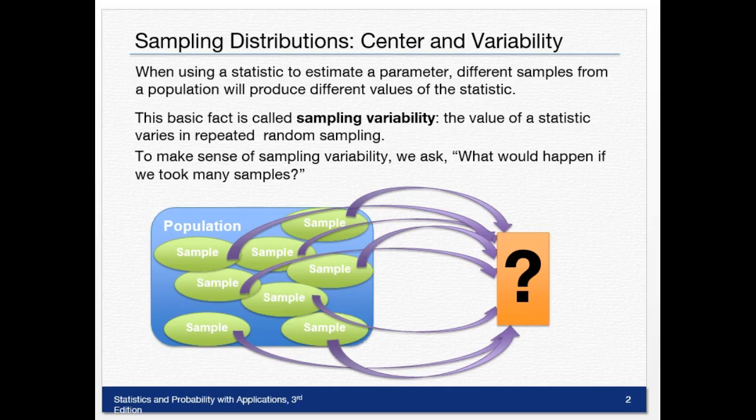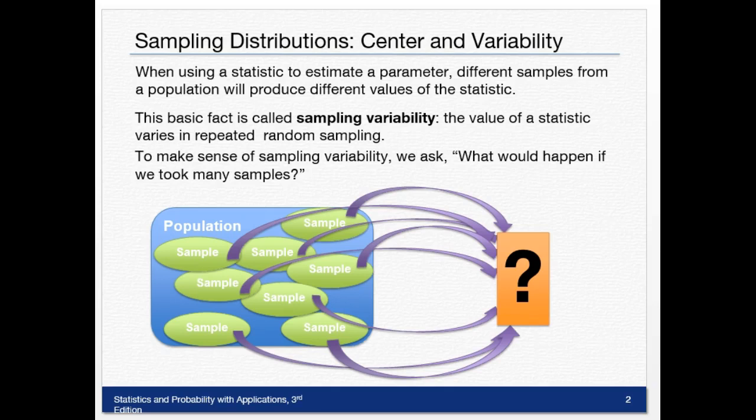Different samples from a population will produce a different value of the statistic. The basic fact is this, it is called sampling variability. The value of the statistic varies in repeated random sampling. We've seen that in many simulations we've done in class. Your sample comes out differently than mine because that's called sampling variability, and because every sample is a little different.